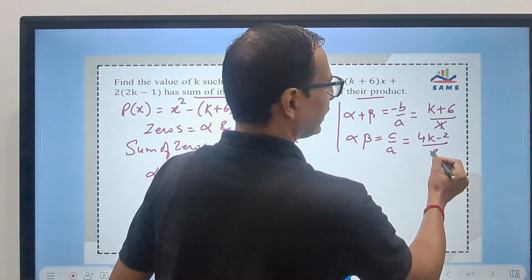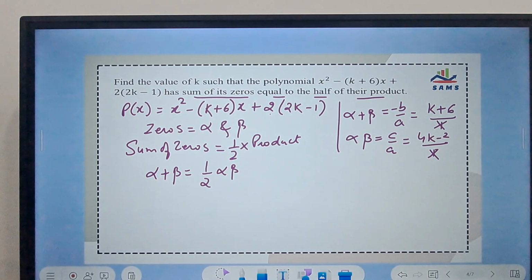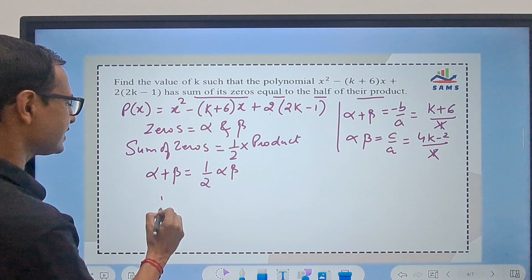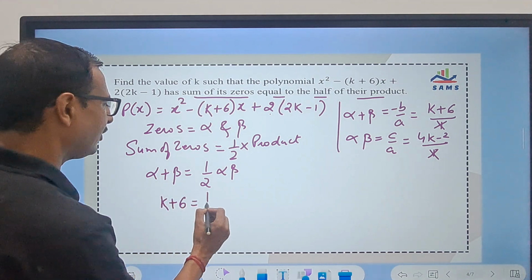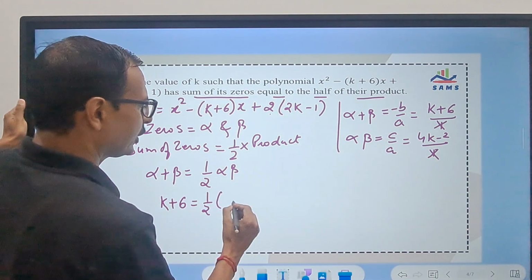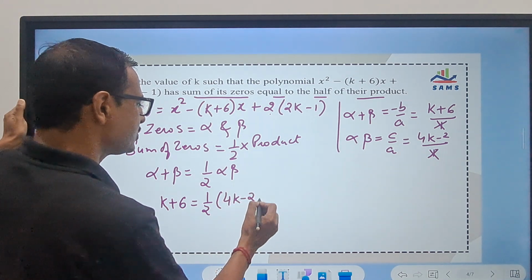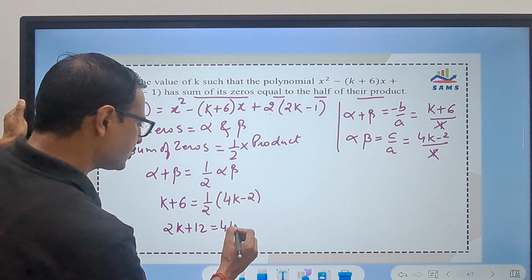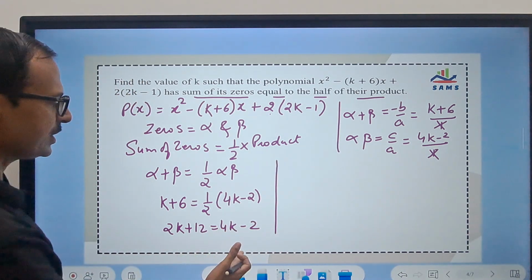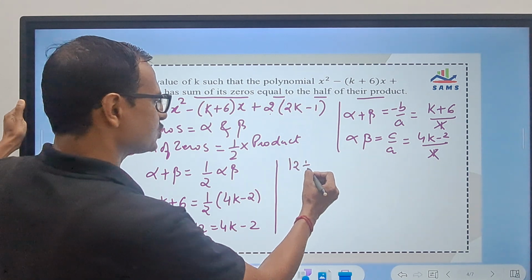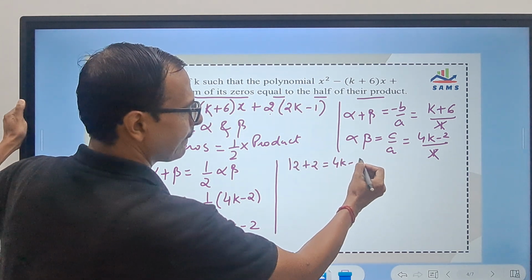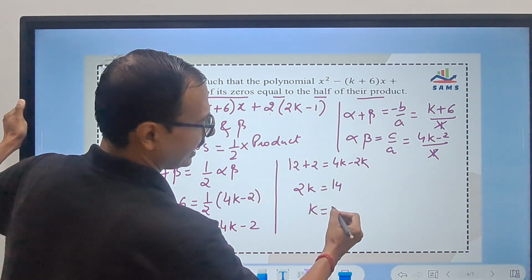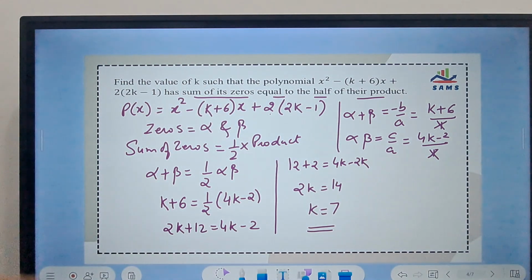So I can get rid of this one, I don't need this one. Now I'll put the values here and my job is done. So alpha plus beta is k plus 6, right? So k plus 6 is half of alpha beta, which is 4k minus 2. And so the 2 cross multiplies, you get 2k plus 12 equals 4k minus 2. An easy linear equation to solve. 12 plus 2 equals 4k minus 2k. And so 2k equals 14, k equals 7. That is the answer for this question.